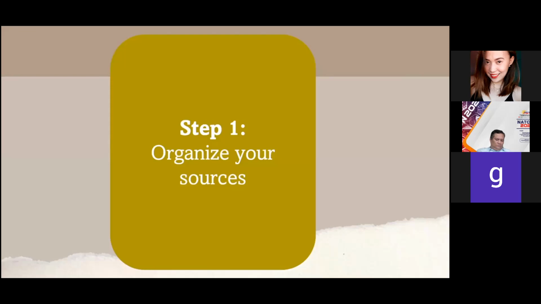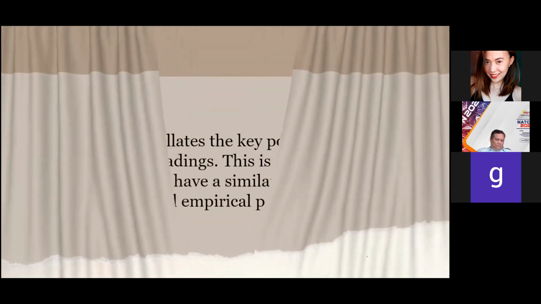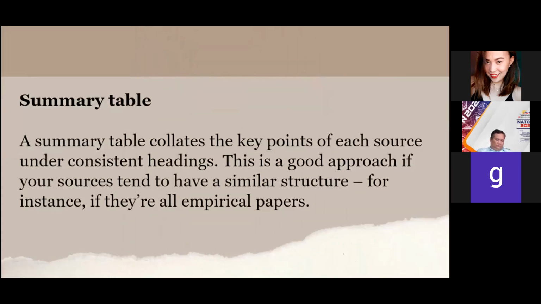One way to begin synthesizing the literature is to put your notes into a table. Depending on your topic and the type of literature you are dealing with, there are a couple of different ways you can organize this. Summary table. A summary table collates the key points of each source under consistent headings. This is a good approach if your sources tend to have a similar structure. For instance, if they are all empirical papers.